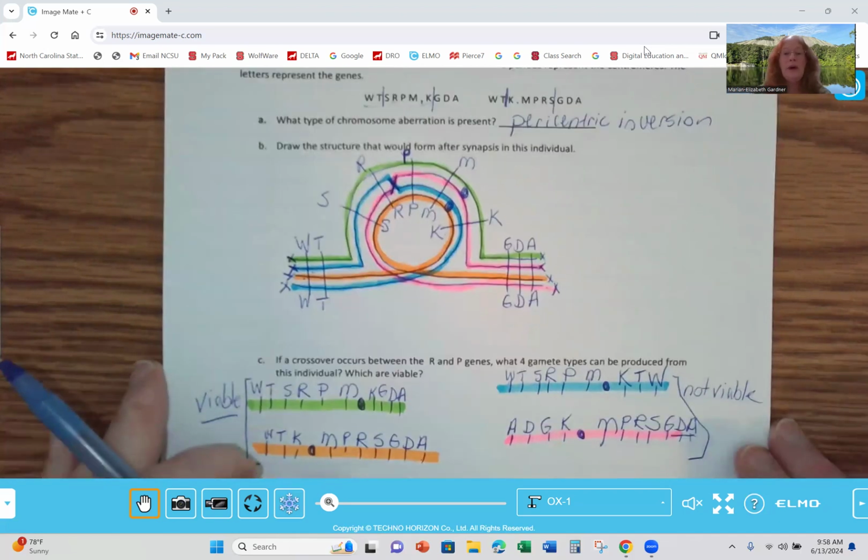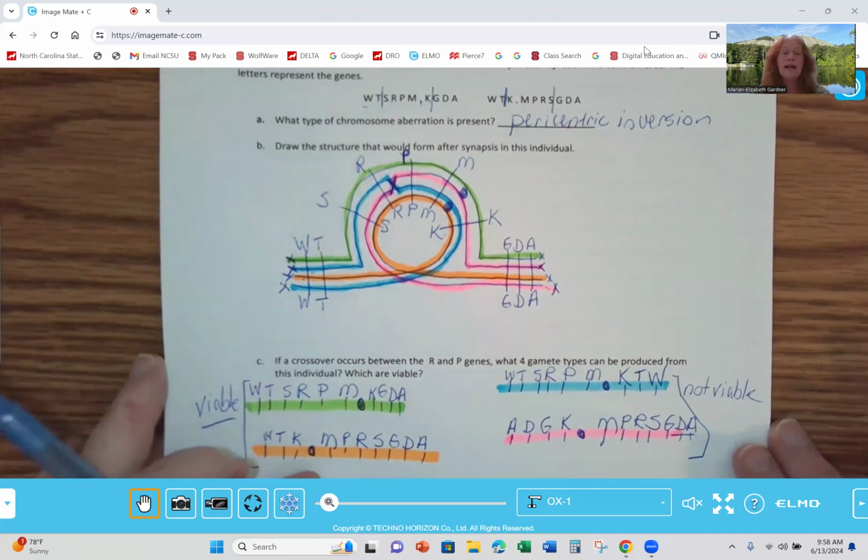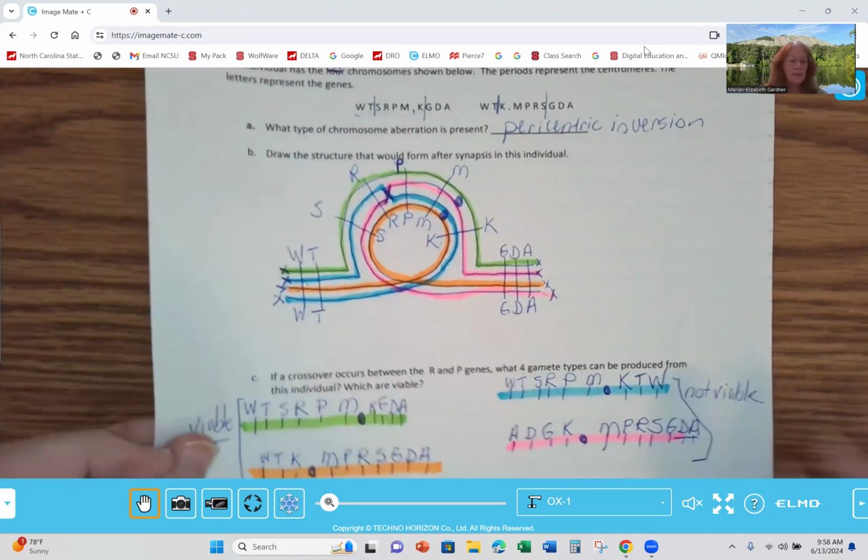I encourage you to practice these. There are a few practice problems, and then I believe you have a homework that's kind of similar to this as well.